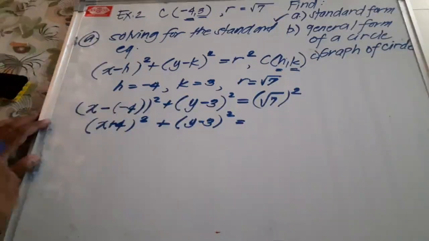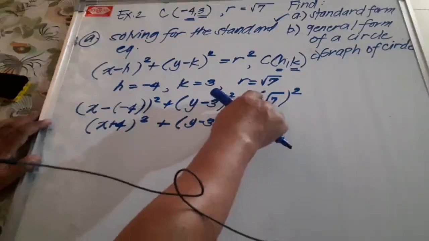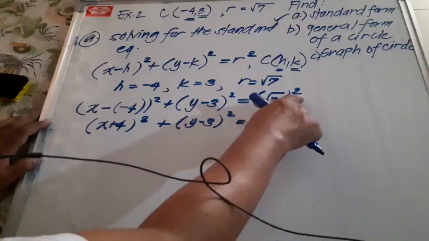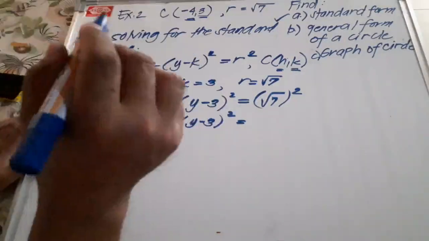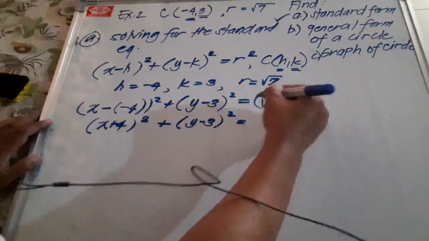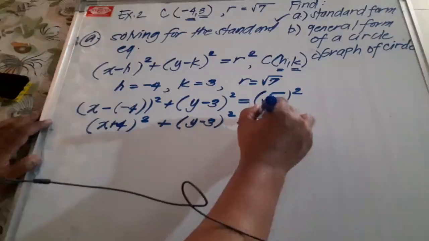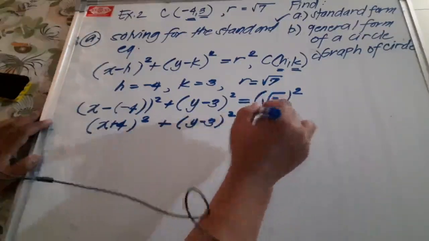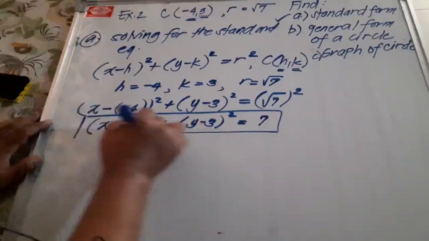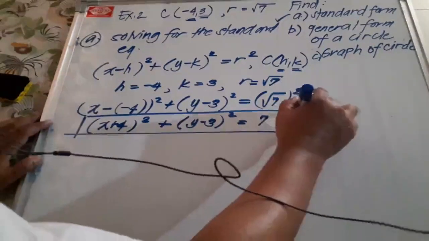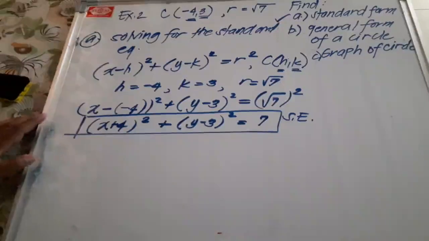And yung property ng ating radical, if the radical is raised into an exponent equal to sa index, the radical symbol will be eliminated. So, sagot natin, cancel yung radical. Our answer will be equal to 7. So, this is now your standard equation of a circle or standard form.